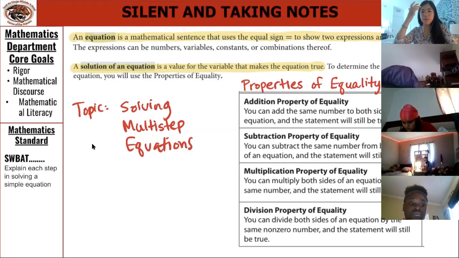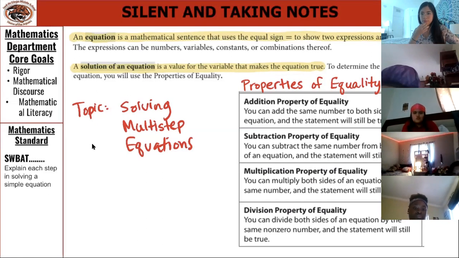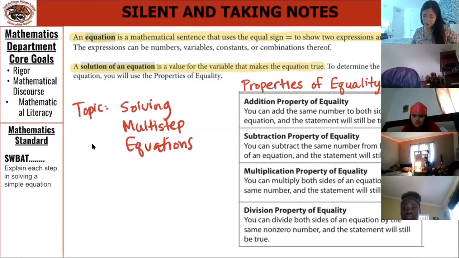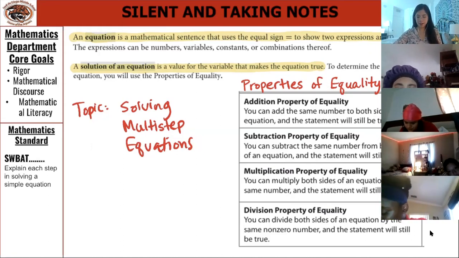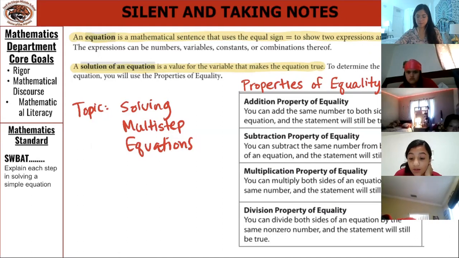Awesome. Subtraction property of equality. You can subtract the same numbers from both sides of an equation and the statement will still be true. Awesome. Multiplication property of equality. You can multiply both sides of the equation by the same number and the statement will still be true. Awesome. And then finally, division property of equality. You can divide both sides of an equation by the same non-zero number and the statement will still be true.